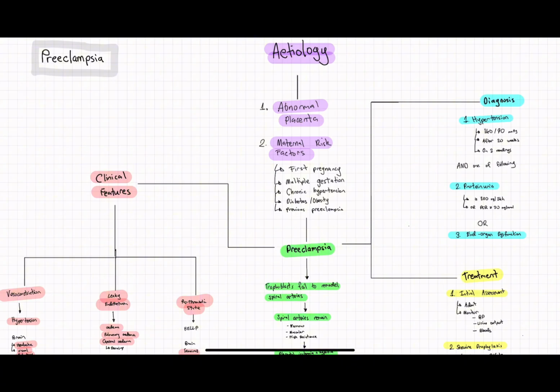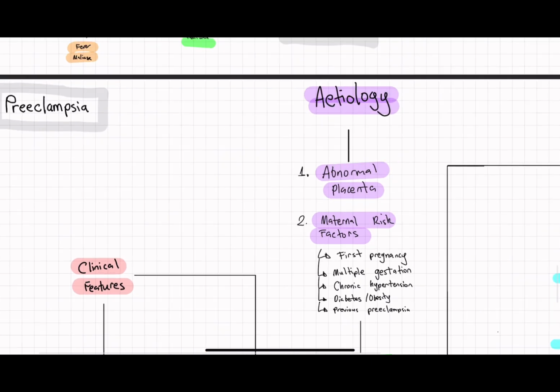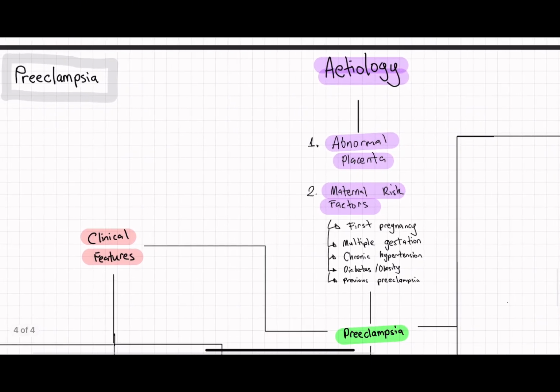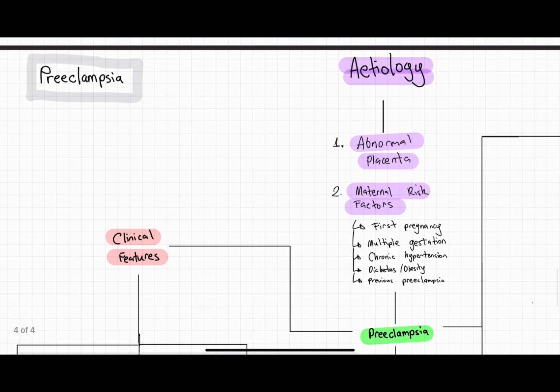So let's talk about pre-eclampsia. What is pre-eclampsia? In basic words, pre-eclampsia is when the mother during pregnancy gets hypertensive. And there's a lot of reasons why that happens. So let's go all through that and give you a good understanding of what exactly pre-eclampsia is.